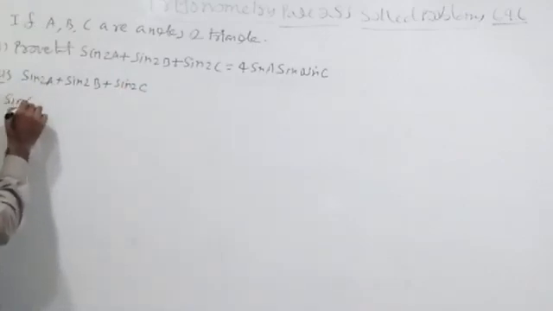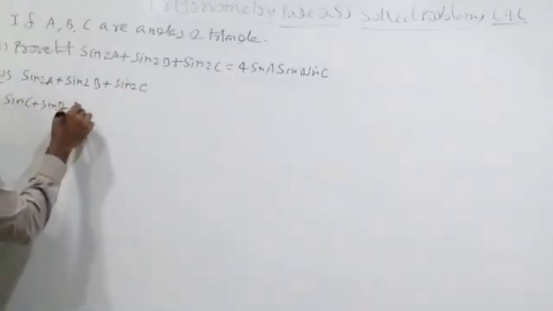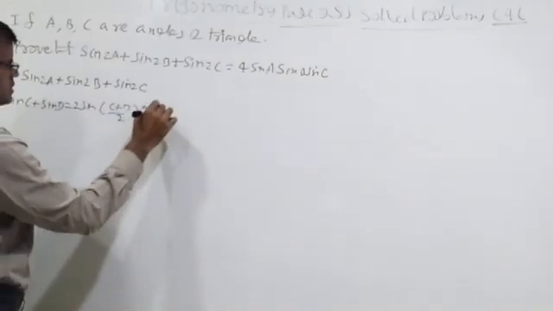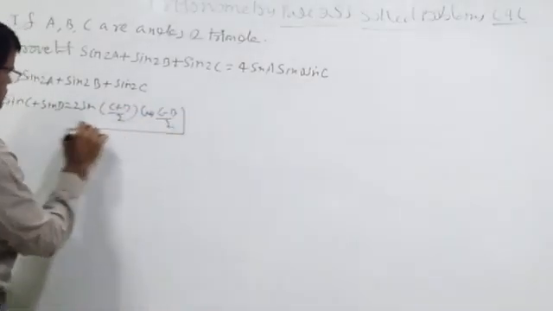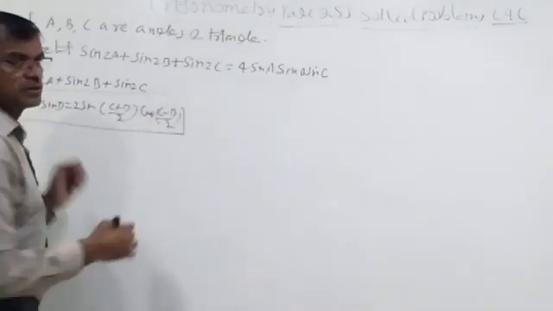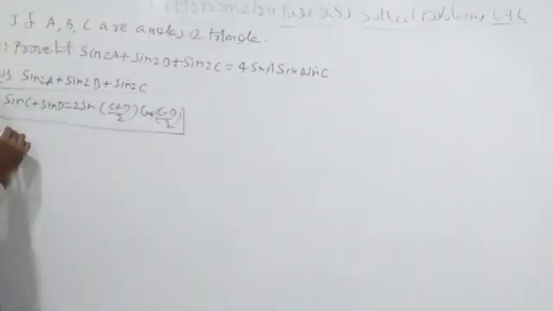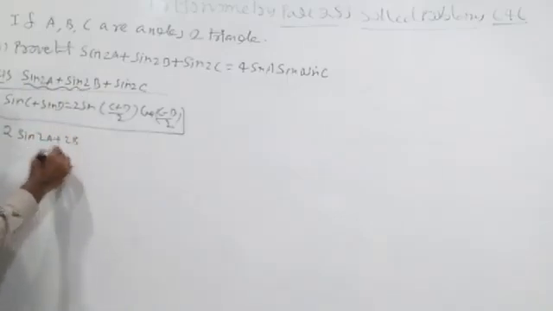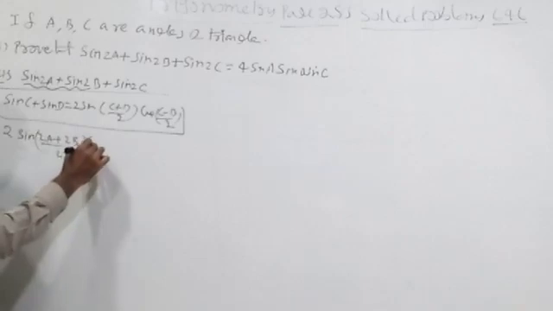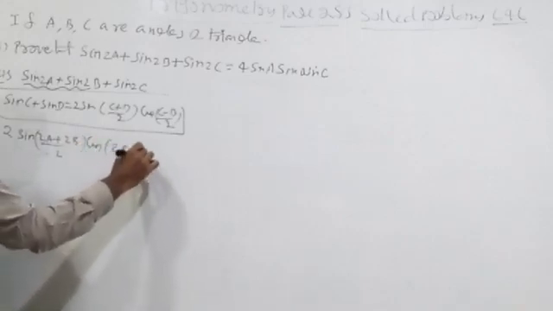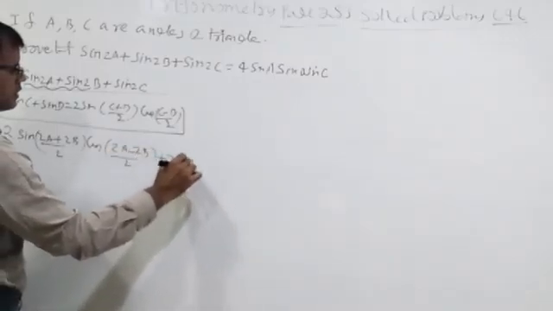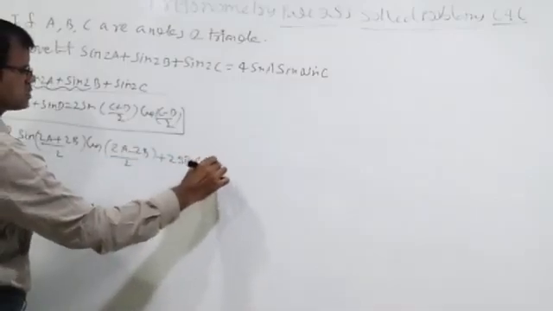Now I am making you remember the formula for sin C plus sin D. Of course you should remember the formula: 2 sin of (C plus D) by 2 into cos of (C minus D) by 2. For these two terms you apply the formula: here 2 sin of (2A plus 2B) by 2 into cos of (2A minus 2B) by 2. Plus, everyone knows the formula sin 2C is 2 sin C cos C.